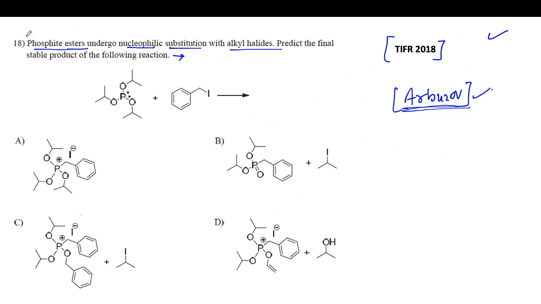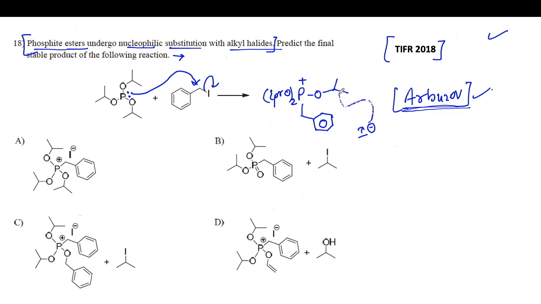So what is happening? Phosphite ester with alkyl halides, it's going to react in this way. I minus leaves. What have you got? Let's say I'm writing two of the phosphites like this, and one of them in this way. Okay, so there will be a positive charge on phosphorus and an I minus is free.